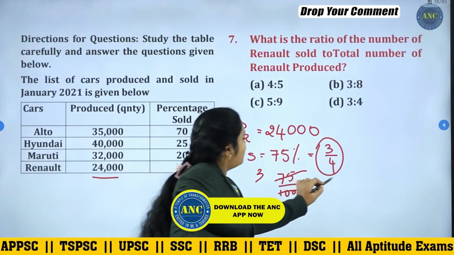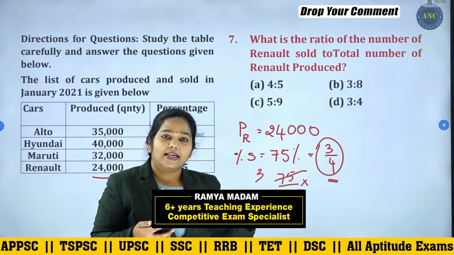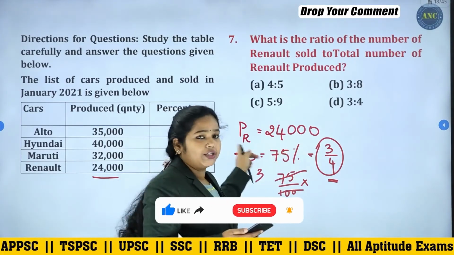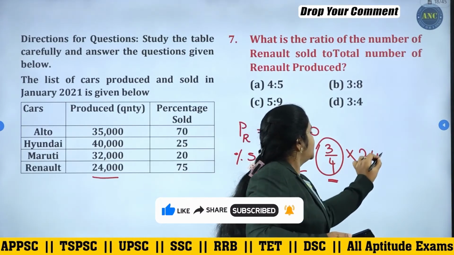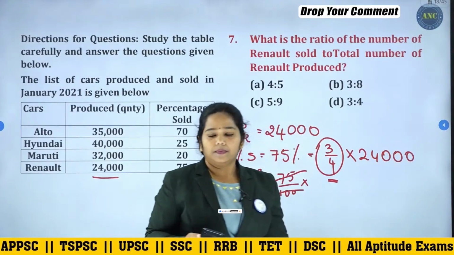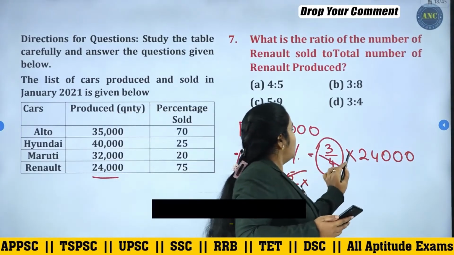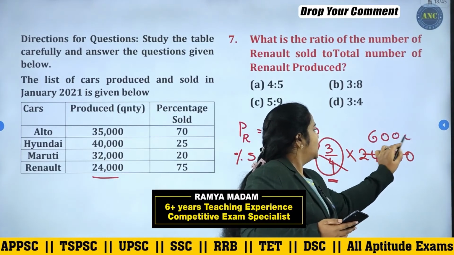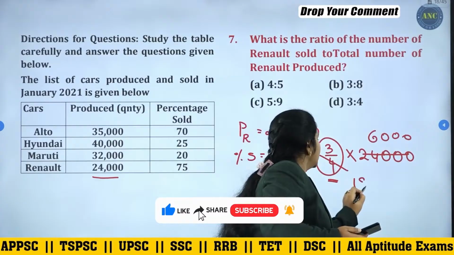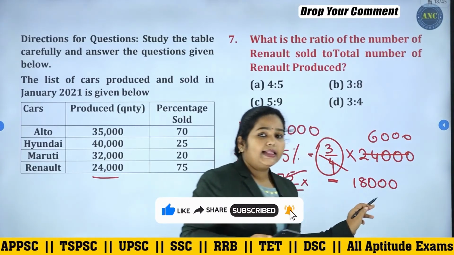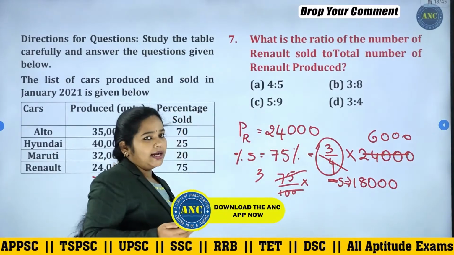Now, 3 by 4 of what? They said percentage sold. They are selling from the total production, right? So, what is 3 by 4 of total production? It's 24,000. Clear? 3 by 4 of total production. 4 6s are 24, so it's 6,000. 6 3s are 18. Yes, it is 18,000. What is 18,000? Sales of Renault cars is 18,000.